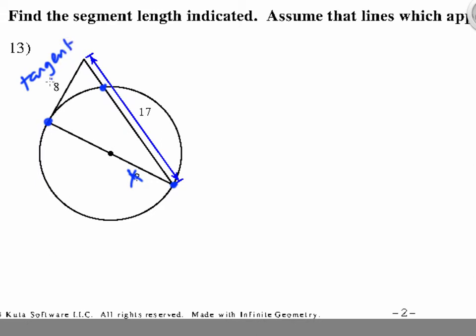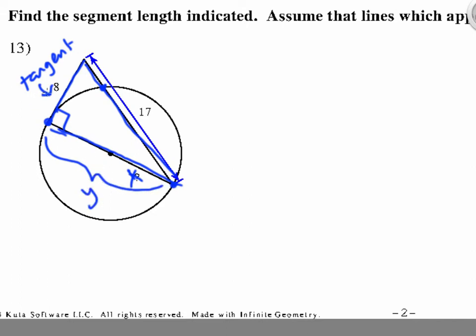It says we can assume that. It's not a question mark. We know that this is tangent. So if this is tangent, what do we know about the tangent and the radius? We know that they make 90 degrees. So don't worry about this little x right now. Let's look at this triangle here. How can we find this whole missing side? We'll call it y.